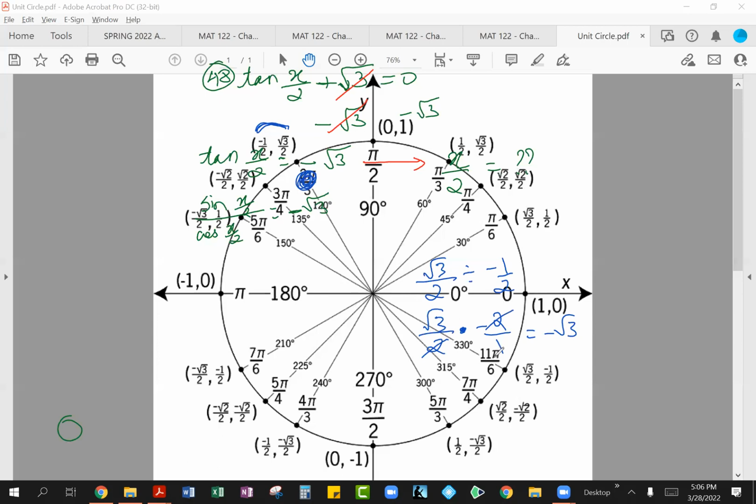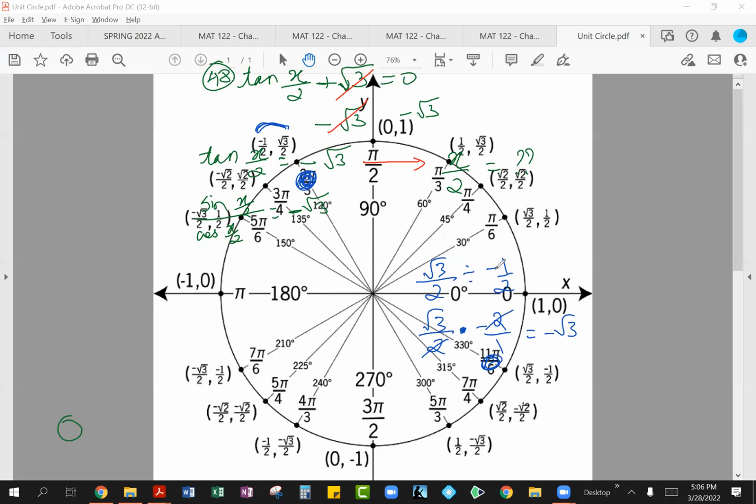11 pi over 6. So 11 pi over 6 will actually be taken care of in the general solution, because remember, tangent has a period of pi. So you actually only need to find the initial angles between 0 and pi. With sine and cosine, because the period is 2 pi, that's why we go the entire circle.